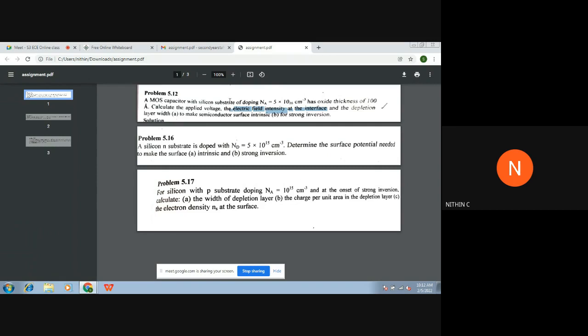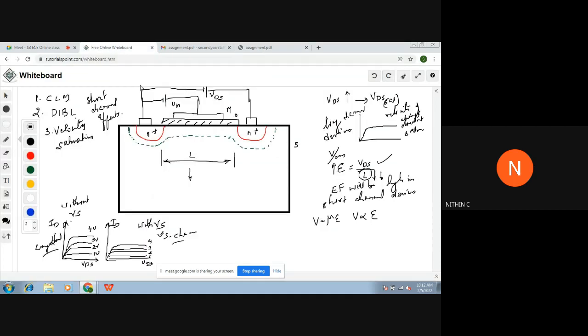A MOS capacitor with silicon substrate. So it is mentioned that the substrate is silicon. When it says silicon substrate, two things have to come to your mind. One is the relative permittivity, epsilon r silicon. I will write that here.